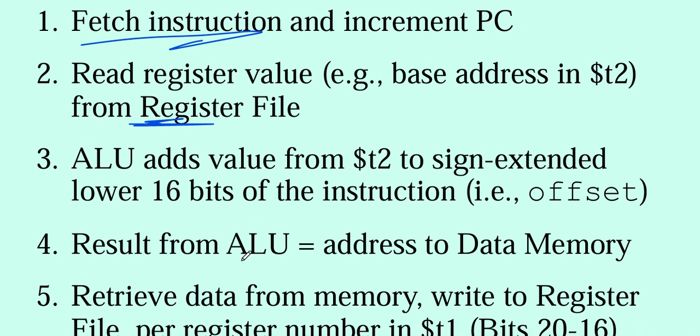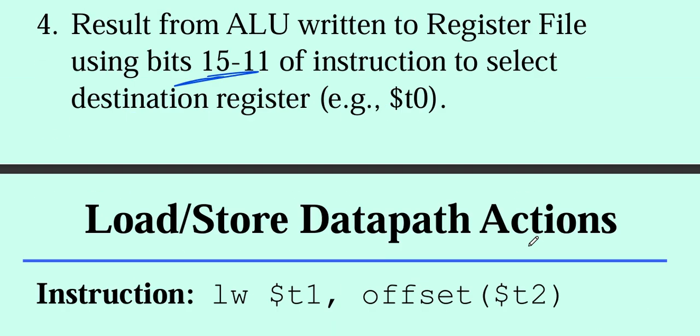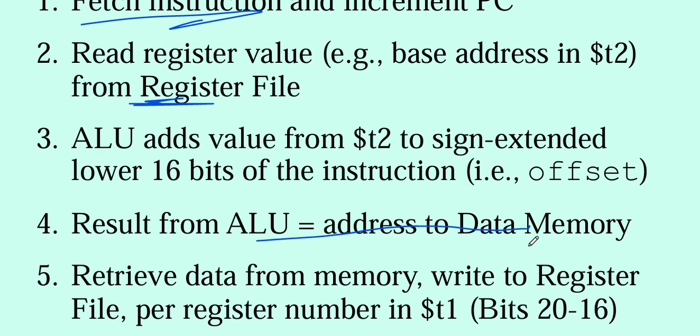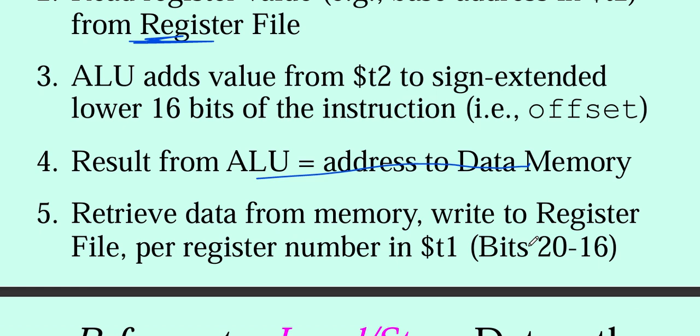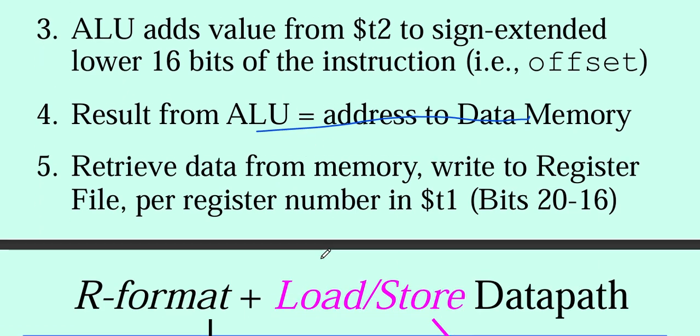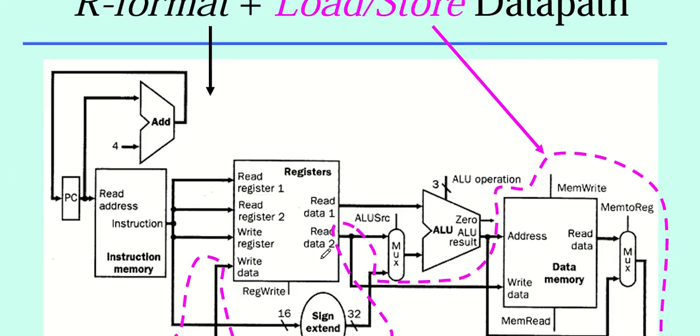Then the result from the ALU is equal to the address to the data memory. Always remember this: load word is going to fetch data from memory, and how is it going to fetch data from memory? We have to get the effective address. So the first three steps were to get the effective address. Now that we have gotten the effective address, you can use it to retrieve from memory and write it back. So just conceptualize it.